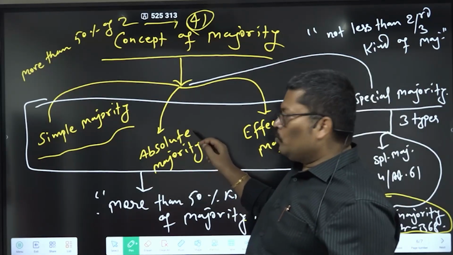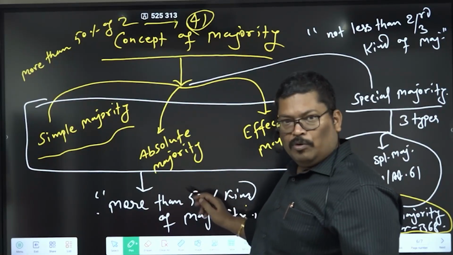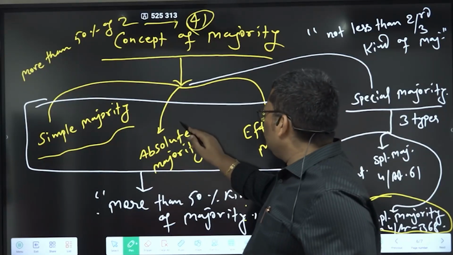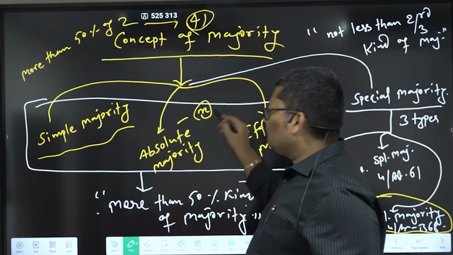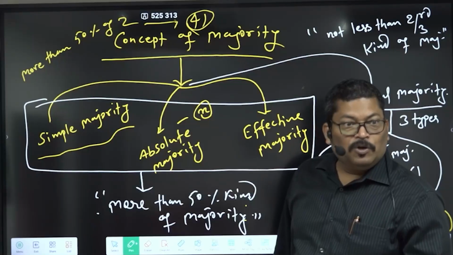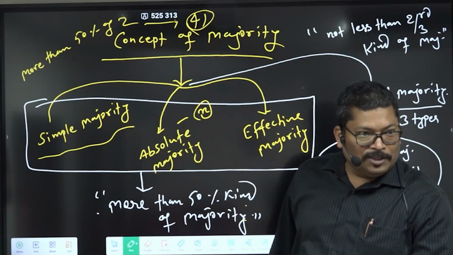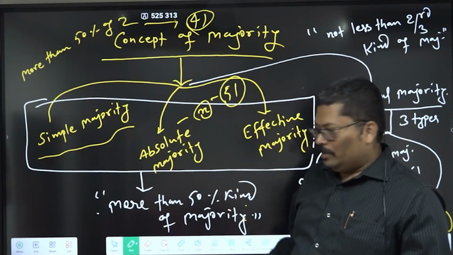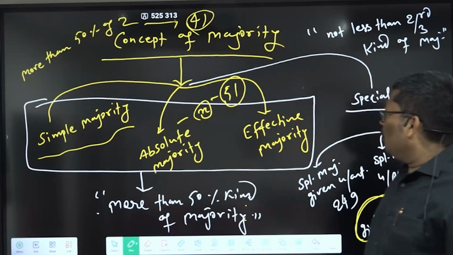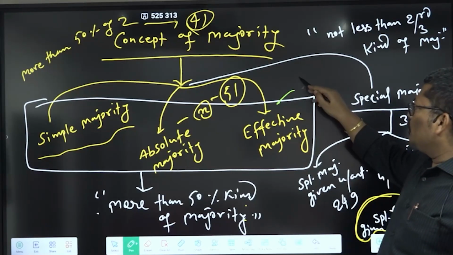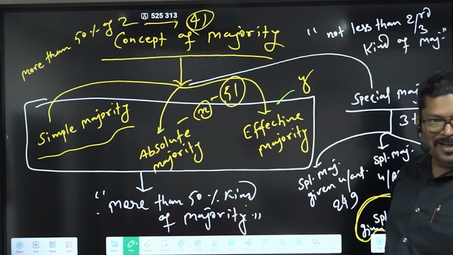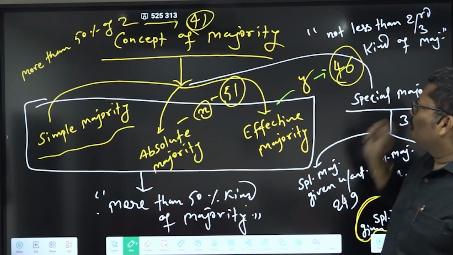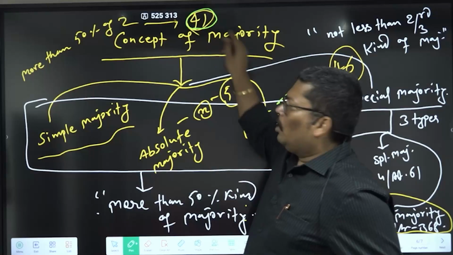Now move on to absolute majority. Again, it's more than 50% kind of majority, but the question is more than 50% of what? More than 50% of X. X stands for total strength. What's the numerical value of total strength? 100. So more than 50% of 100, that is 51. Don't you think this is slightly difficult majority? What's about effective majority? More than 50% of Y. And what's the figure of Y? 90. So what's the numerical value? 46. Hopefully you would have understood it.